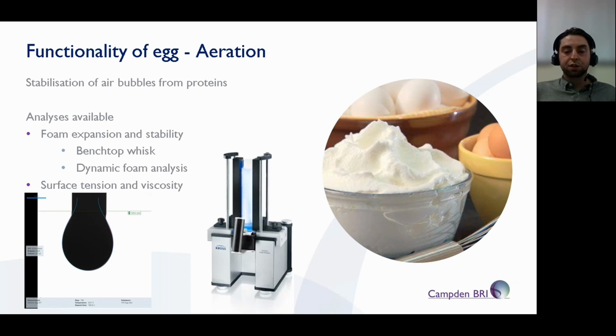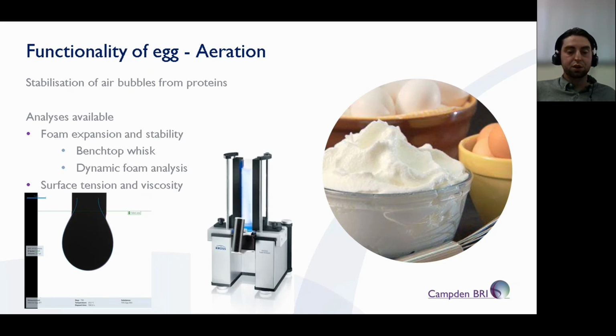Now, if aeration of a product is important, are you monitoring the aeration properties of the egg? Maybe, maybe not. And it may not be obvious. If you're making meringues, then you probably are. But something like cake, the aeration properties of cake batter is really important. So are you aware of how the aeration properties of egg impacts the quality of your cake? Maybe not. So there are different ways that you can measure the foam expansion, the foam properties of your egg.